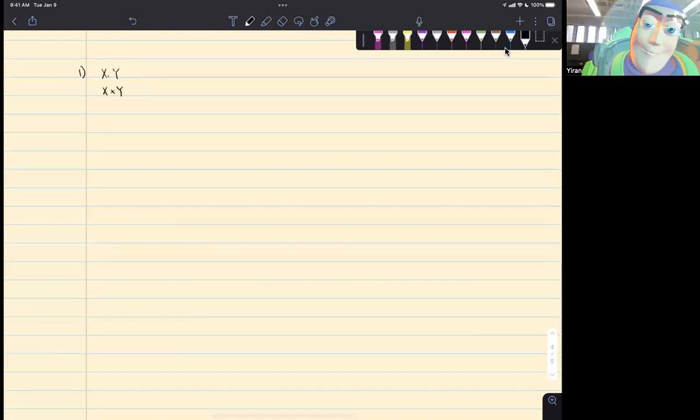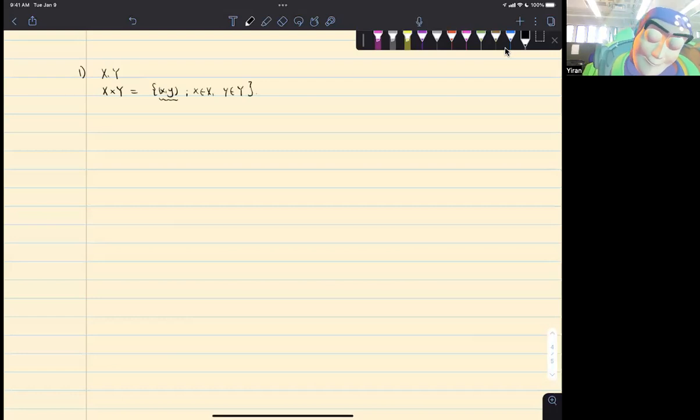Okay, so suppose that we have X and Y. Here I'm going to introduce the first definition for the Cartesian product. If we have the sets X and Y, then the Cartesian product of X and Y is defined to be equal to the set of (x, y), which is an ordered tuple, where x is in X, y is in Y.